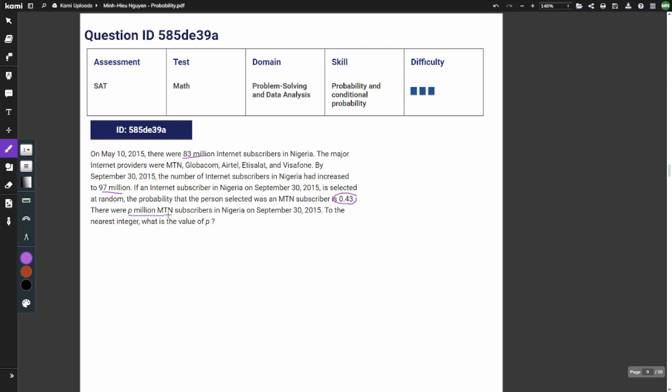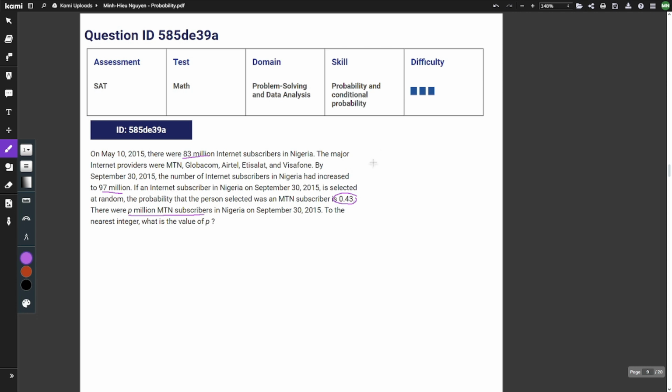There are 3 million MTN subscribers in Nigeria on September 30th, 2015. To the nearest integer, what is the value of... Oh my goodness, bro. All that reading just to say that? That is so easy. What do I read all that for? Okay. Whole bunch of babbling, whole bunch of words, whole bunch of dates and companies.